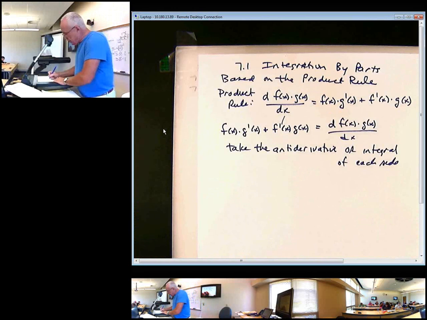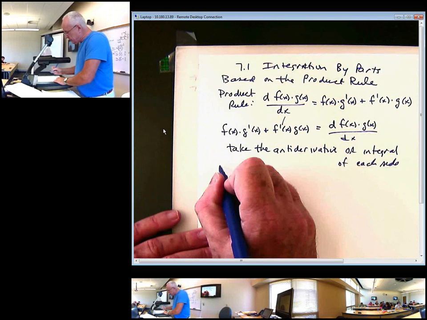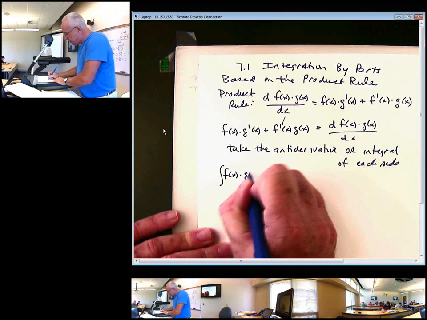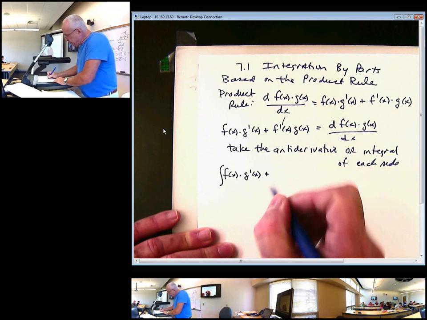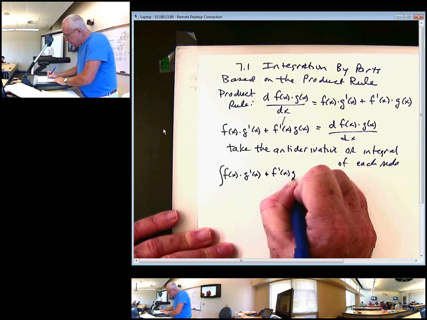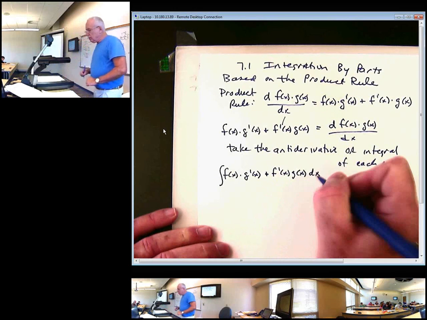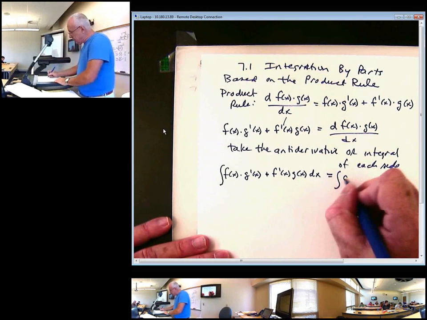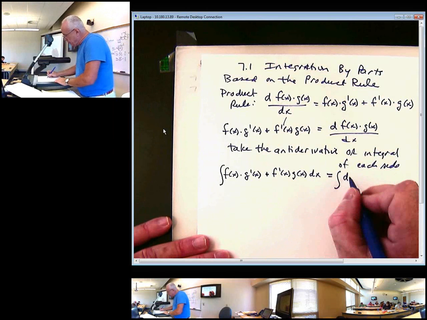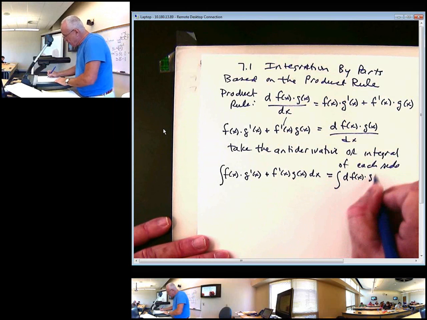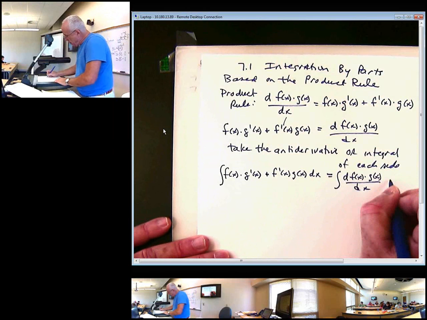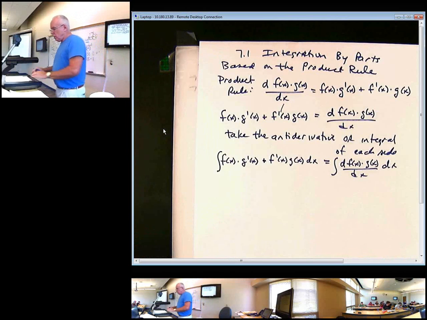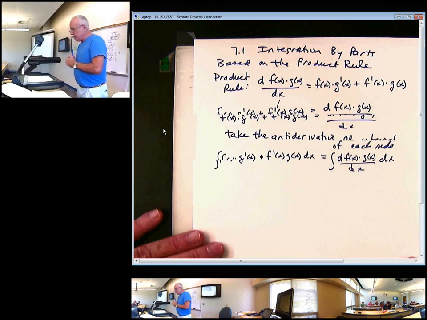So therefore, what we're going to get on the left side is the integral of f of x times g prime of x plus f prime of x times g of x dx. I'm doing the integral of the left side, equals the integral of the right side. Now, that's the integral of the derivative of f of x times g of x. Okay, so no big sleight of hand here. The two things are equal to each other, we're just taking the antiderivative.